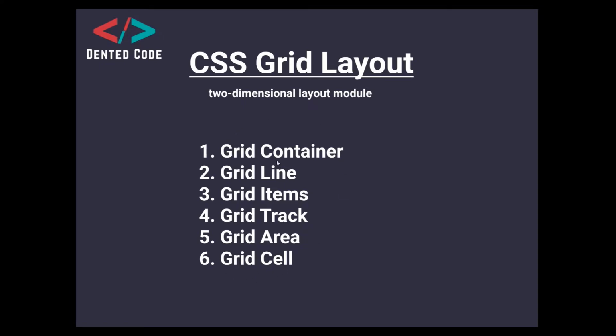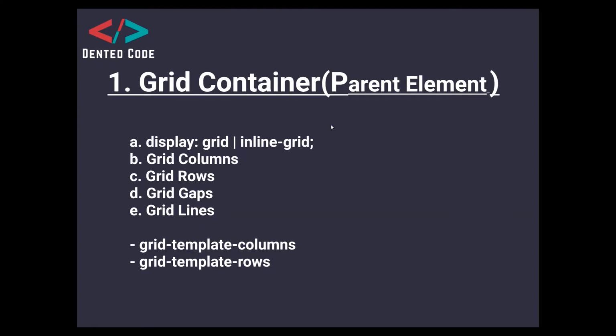I'll go over them a little bit more in depth. The grid container is the parent element, so any element can be turned into a grid container by just giving it the display grid property. So let's say you have some div and a few children inside the div. If you give that parent the property display grid or inline grid, it will turn that container into a grid container, and all the items inside will turn into grid items automatically.